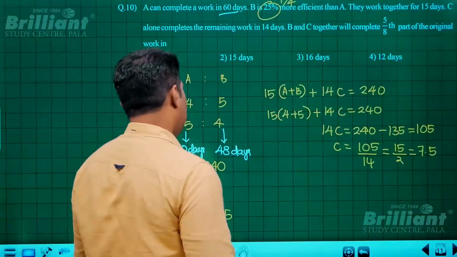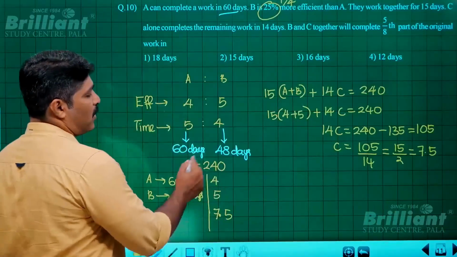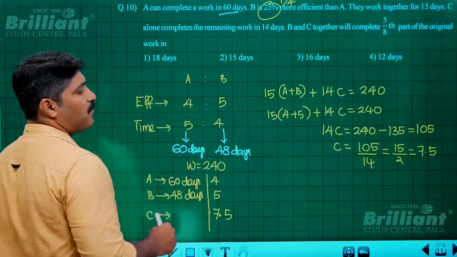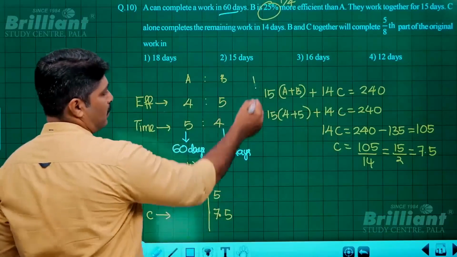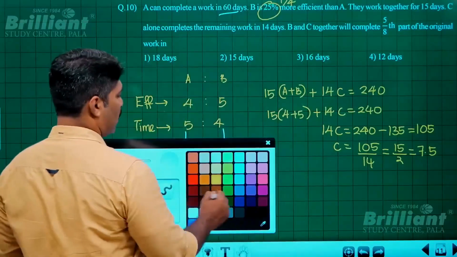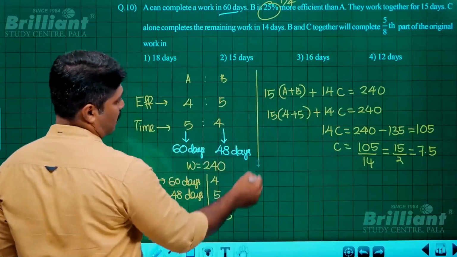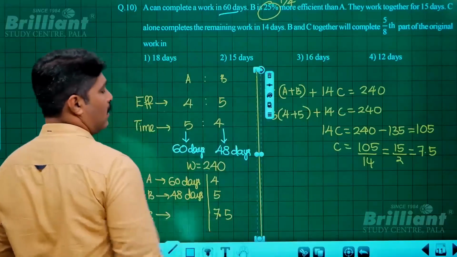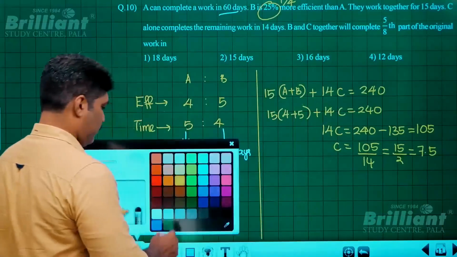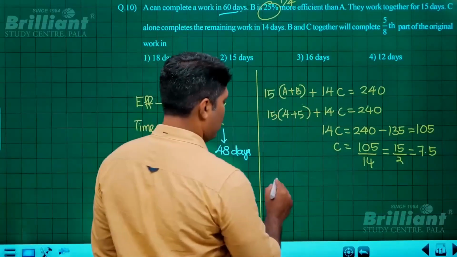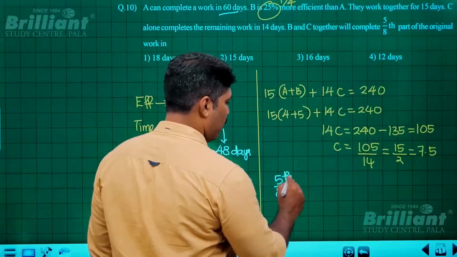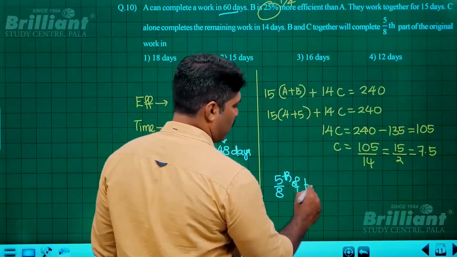So here we know what our original work is. Original work is 240 units. Therefore, what is 5/8 of the original work? That's the next step. So here we have to consider what is the 5/8 of the original work. Clear? Yes. So therefore, next step, 5/8 of total work.